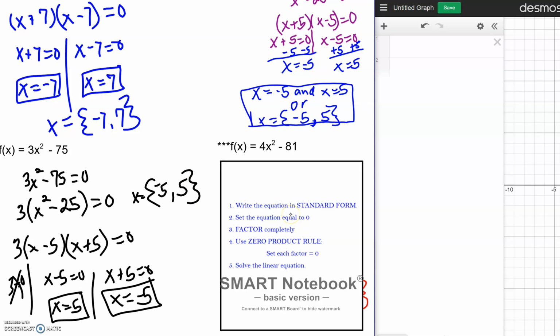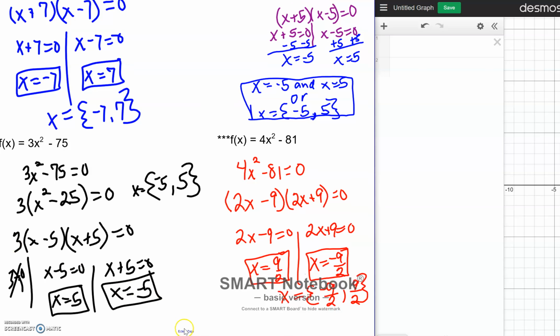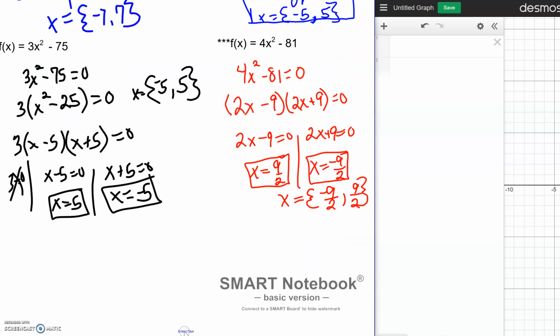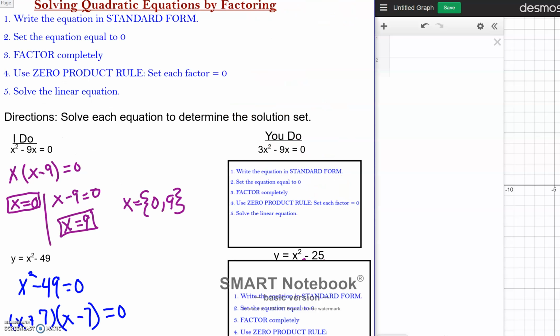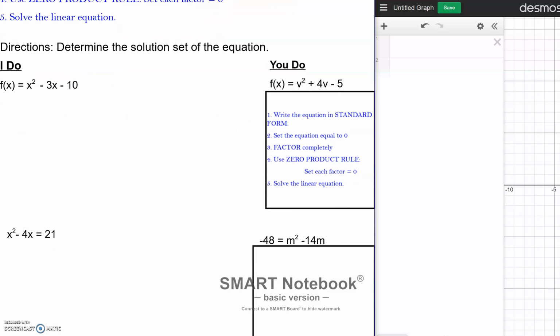Try this example on your own. And that's your answer. Yes, you can have fractions as an answer. So now let's do some more challenging ones.